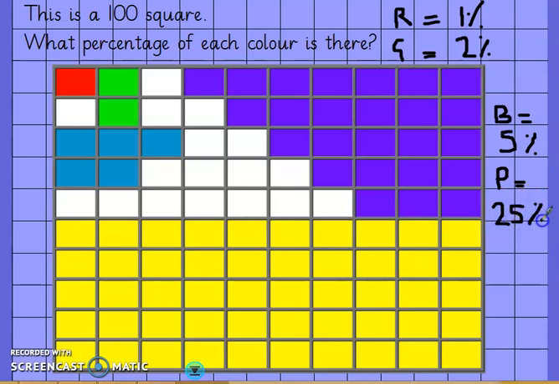Now I want you to look at the yellow rows. How many rows of 10 have been coloured in there? 1, 2, 3, 4, 5. So 50% equals yellow. And then finally, we've got the colour that hasn't been shaded in. So we've got the white squares. 1, 2, 3, 4, 5, 6, 7, 8, 9, 10, 11, 12, 13, 14, 15, 16, 17. So white equals 17%.